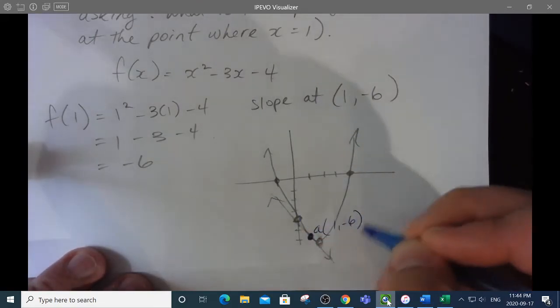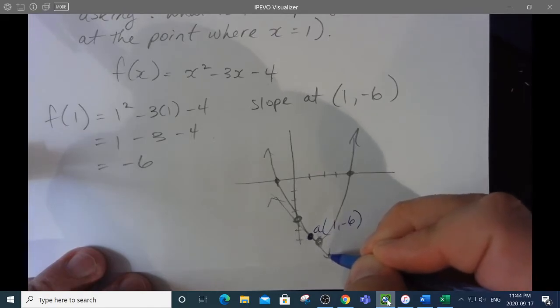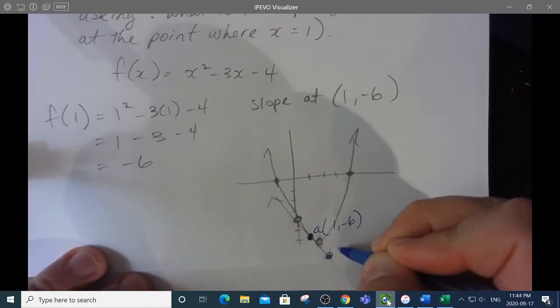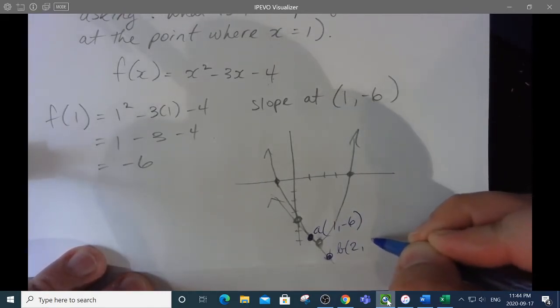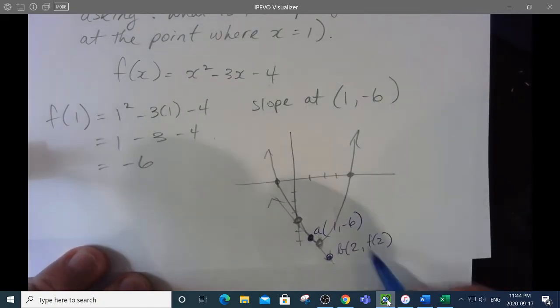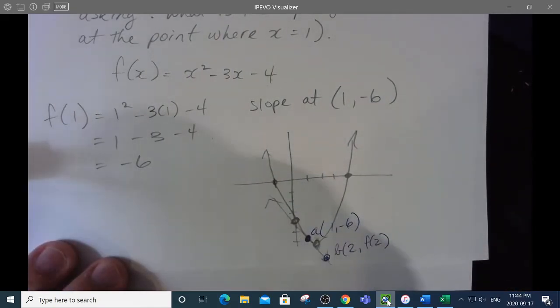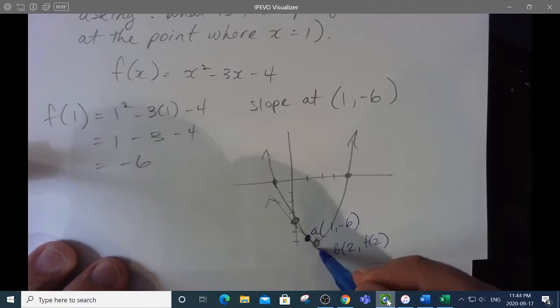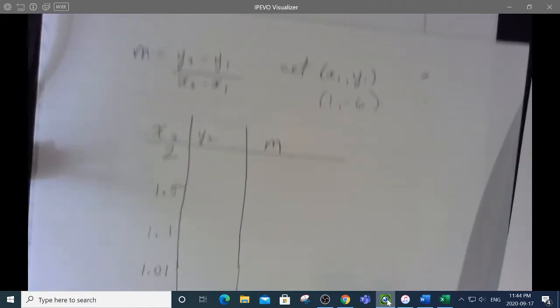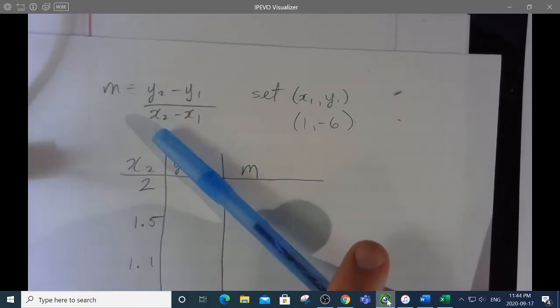I could even start over here maybe. Maybe I'll start at 2. So point B will have a 2 and then f of 2. And then I'll find the slope between them. And then I'll find the slope if I move it closer and closer. So in other words, I'm going to basically make a chart. I'm going to find the slope over and over again.